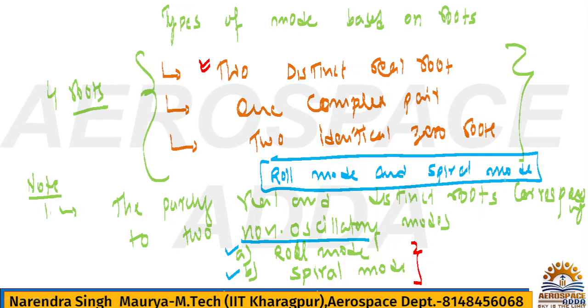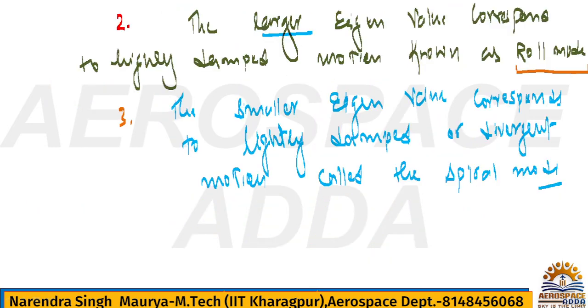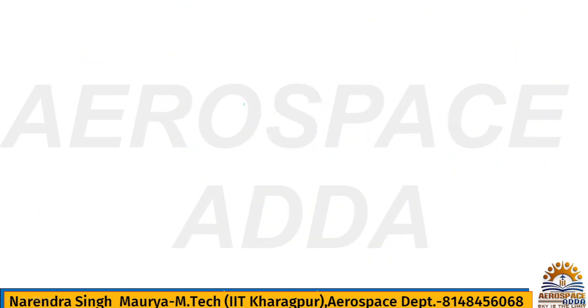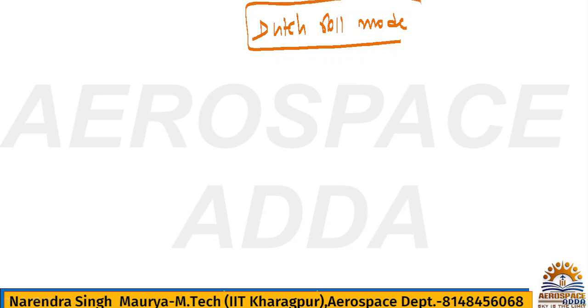Now coming to the next, this route is done. Now we'll go for the second one. So for that, what is the another mode? That mode is nothing but Dutch roll mode. We have to check for this Dutch roll mode.